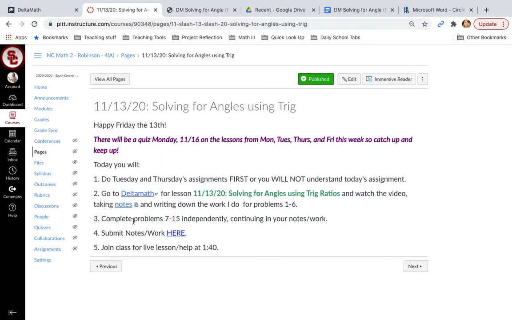All right, so you are going to submit a picture of those notes, so that chart plus your work from problems 1 through 15. However, I am doing 1 through 6 in the video. It's a pretty easy lesson today. So make sure you have your phone calculator handy or your TI graphing calculator.